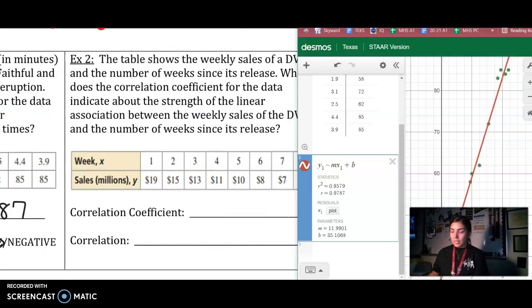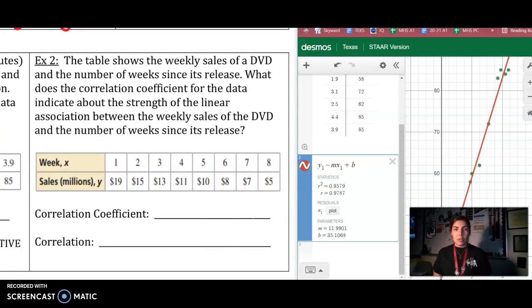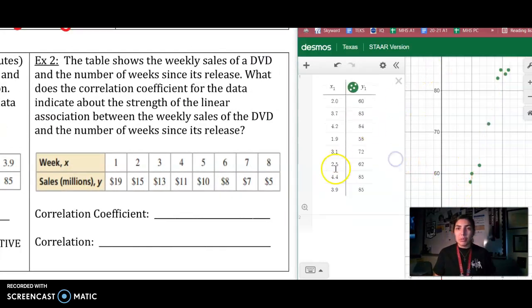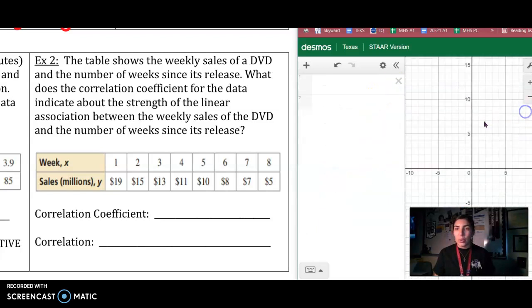Let's look at example 2. And since I'm switching examples, I'm going to go ahead and get rid of all of my stuff in Desmos, get a clean Desmos, and press home. Okay. The table shows the weekly sales of a DVD and the number of weeks since its release. What does the correlation coefficient for the data indicate about the strength of the linear association between the weekly sales of the DVD and the number of weeks since its release? Okay, again, my keywords here are correlation coefficient, and the additional hint, if you forgot what that means, is strength. We're looking for the strength. We're looking for that R value.